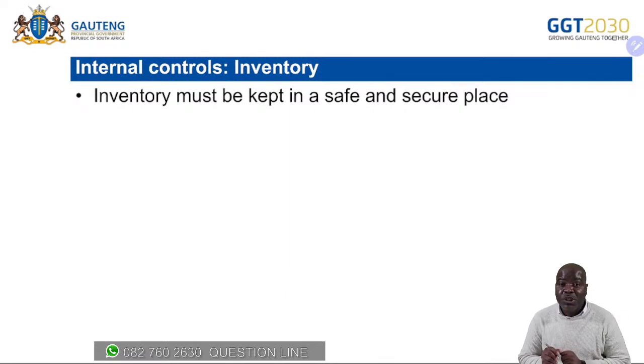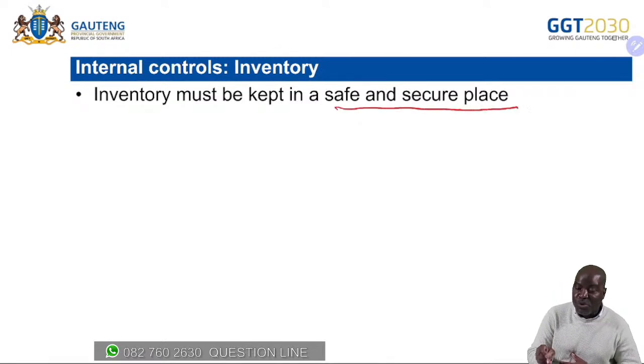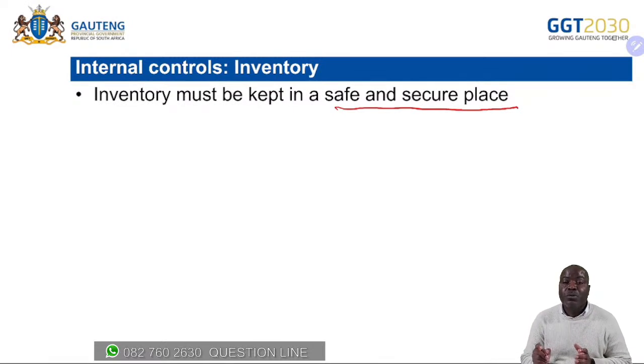The first thing that you need to do, I know most of you are going to be entrepreneurs before long. We want people who create employment. And this is what you're going to do to your inventory. The inventory must be kept safe and secure, in a secure place. Always ensure that it's under lock. You don't want to lose your stock. So put it in a safe and secure place.